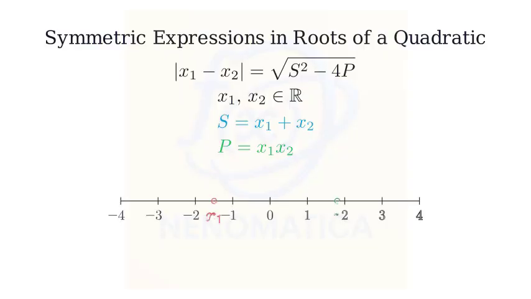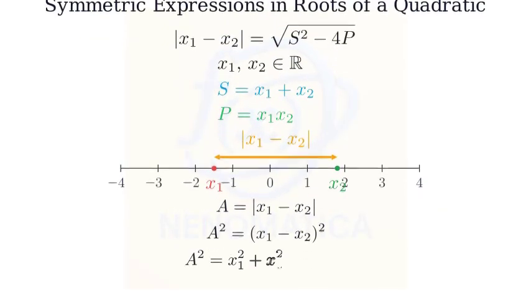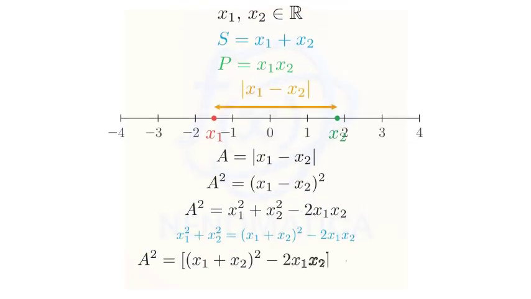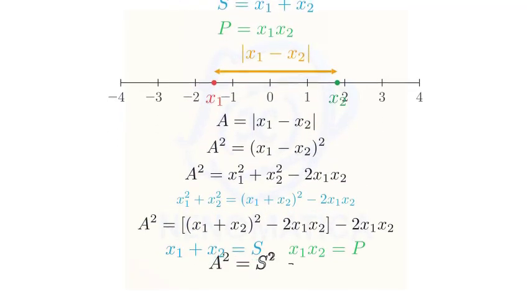To build intuition, look at a number line. The distance between the two roots is the absolute difference, the length between x1 and x2. We now carry out the algebraic proof step by step. Step 1. Define capital A to be the distance, that is the absolute value of x1 minus x2.